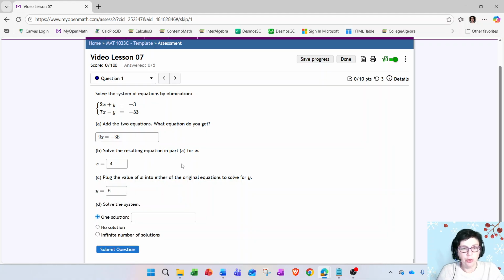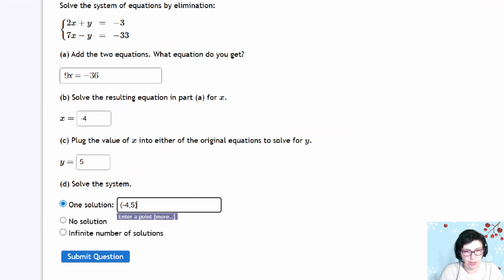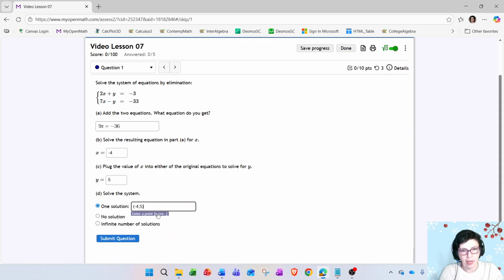Now, by the way, this is going to be a single solution, one solution, and the way you enter it is you open parentheses and then you enter x comma y. Okay, that's the way you do it. And when you click on the tip, like if you look at the tip, right, it says enter a point and it says more. It'll help you, like what format you're expecting to put in.